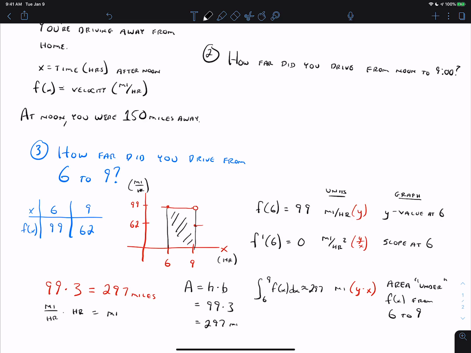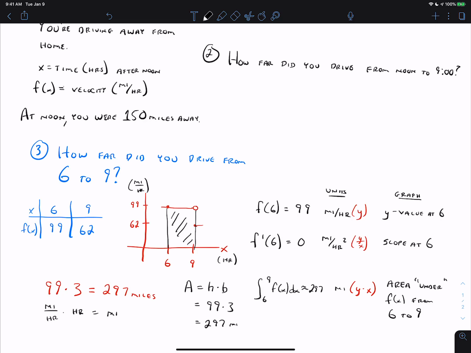And so graphically, the integral from 6 to 9 is always the area under the graph from 6 to 9, or the net area technically. It is not always miles, but the units are always y times x.